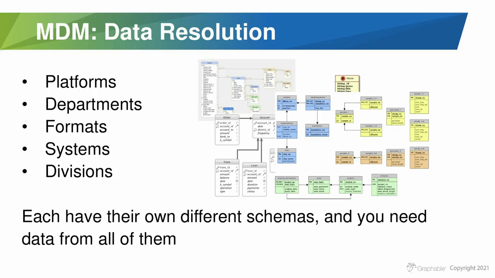groups of an organization. And each of these systems or each of these groups are going to have their own different schemas. Even within the platforms or even within your departments, there's going to be individual schemas in that group. And if you move between all 5 of them, you might have at least 5, if not hundreds of schemas, depending on the size of your organization. And you're going to need data from all of them.